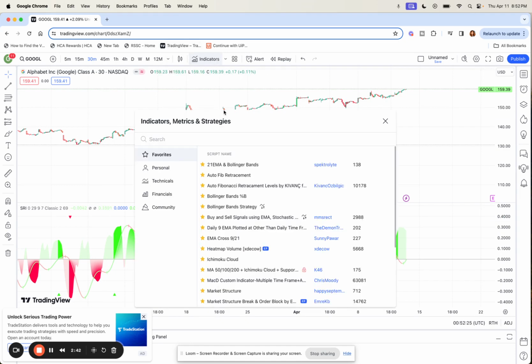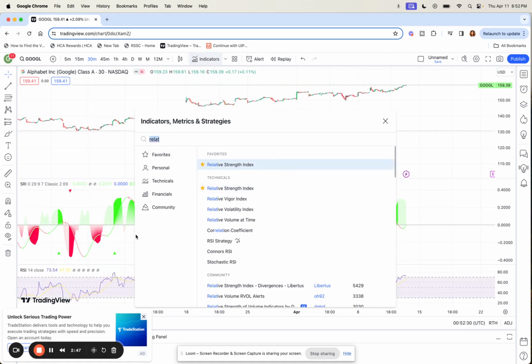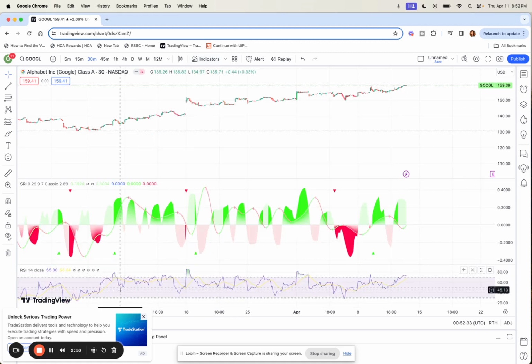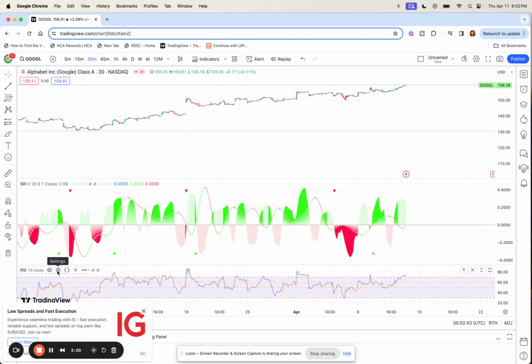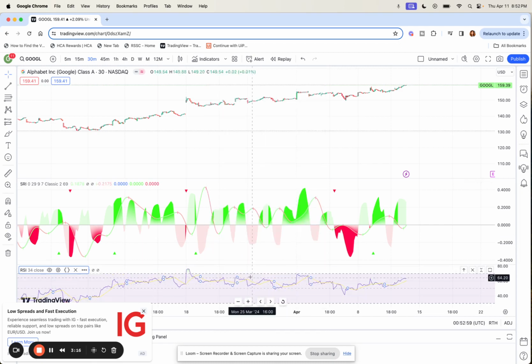So let's look for the Relative Strength Index. And we will change this with the Relative Strength Index. It's a good combination because it allows you to see more of where the market is for confirmation. So we'll go to the settings, and we want to change the RSI input length to 34. And this should give you a better confirmation when it comes to whether it's on an uptrend or a downtrend.